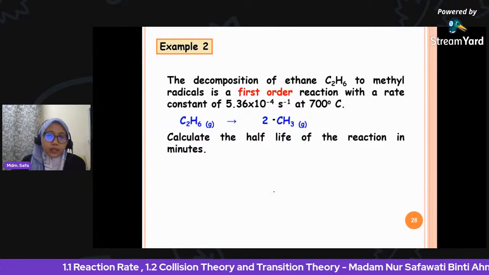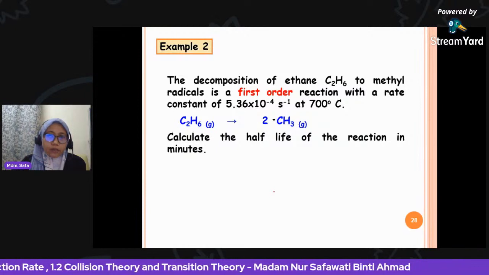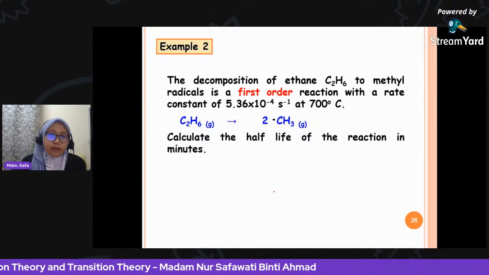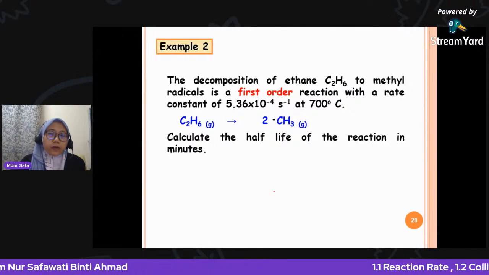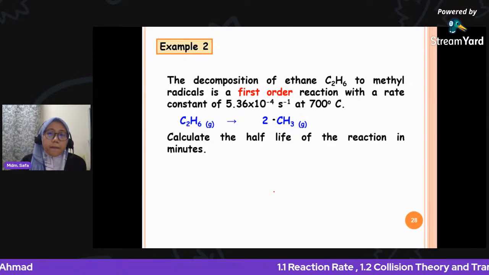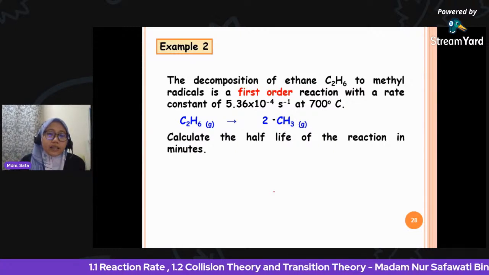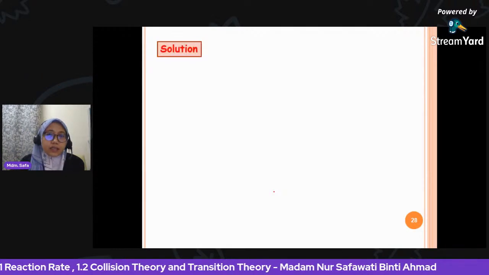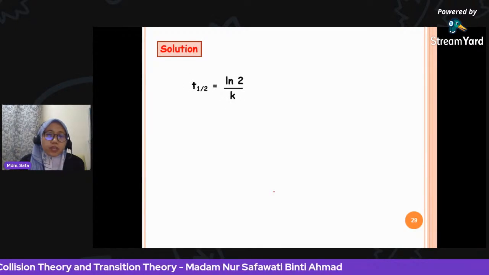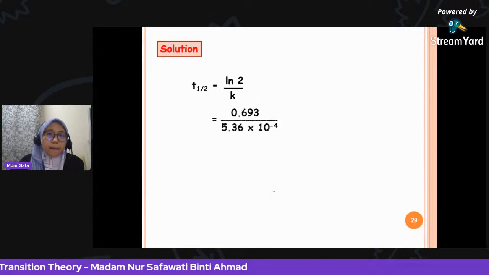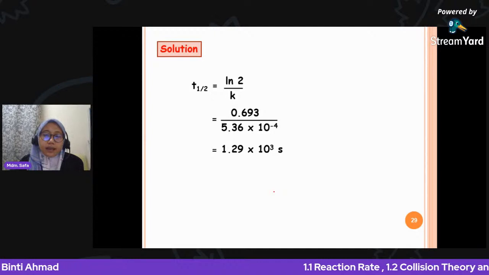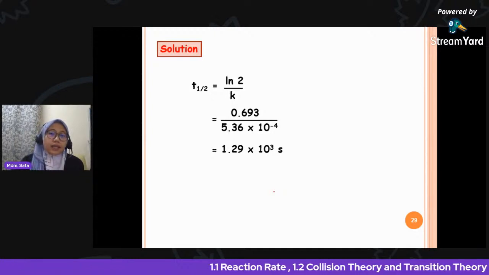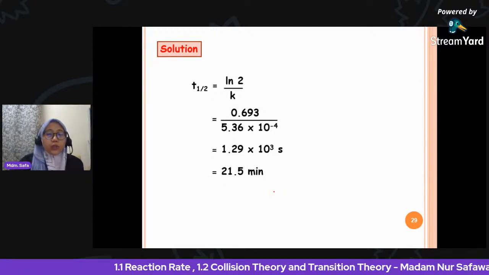Okay, example 2. Given there the decomposition of ethane C2H6 to methyl radicals is a first order reaction with a rate constant 5.36 times 10 power negative 4 per second. So calculate the half-life of the reaction in minutes. Diminta dalam minutes. So just use the formula for the first order ln 2 over K. Substitute the values dan kita akan dapat dalam unit second, sebab dibagi K dalam second. So, kita convert it into minutes.